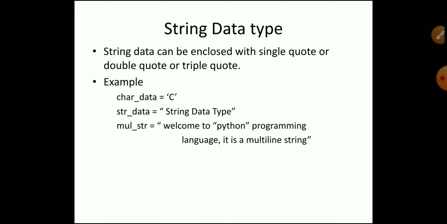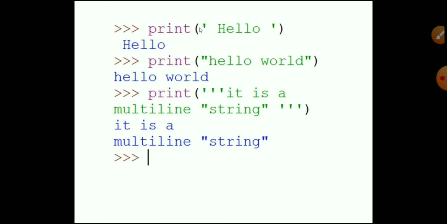Next one is the string data type. String will come with single quotes, double quotes and triple quotes. Here we use multiple strings, single quotes and double quotes also. This is the string data type example. The string will be enclosed with single quotes, double quotes and triple quotes. This is the example of single quotes, double quotes and triple quotes. This is the Python program example in string literals.